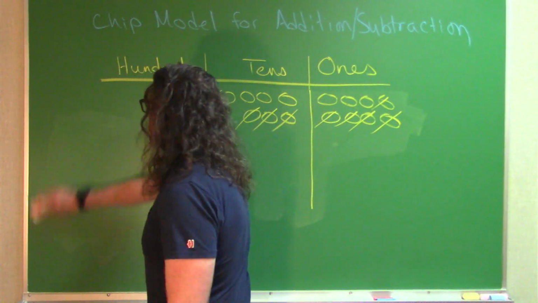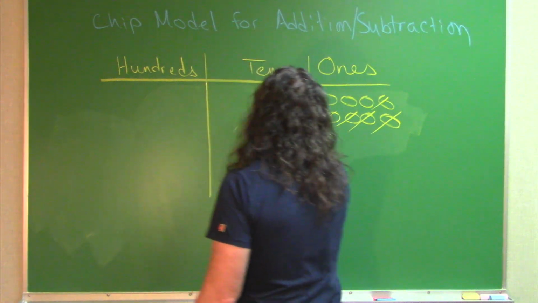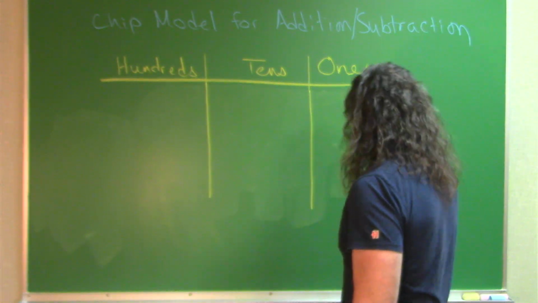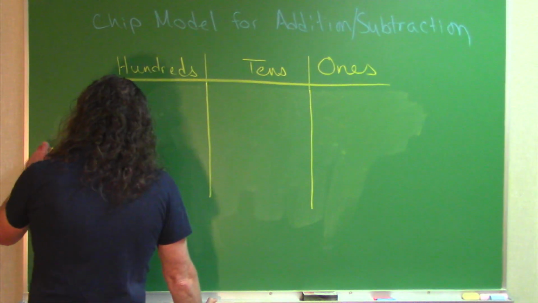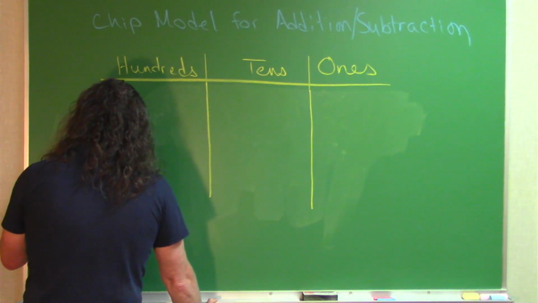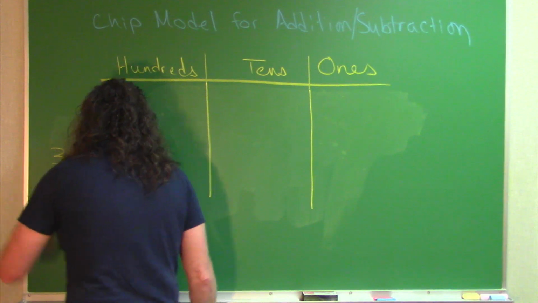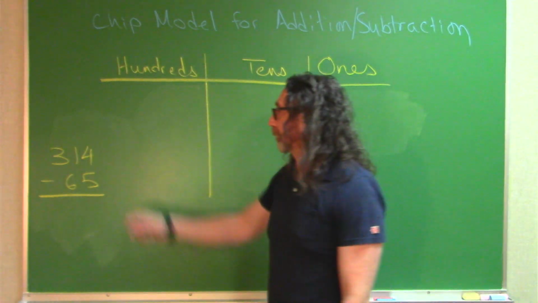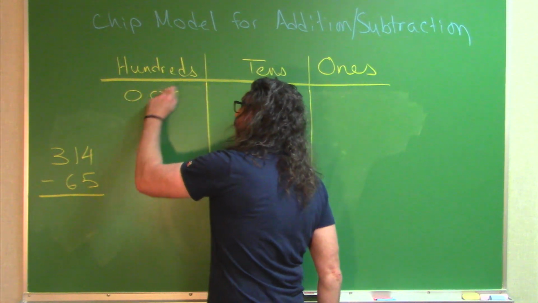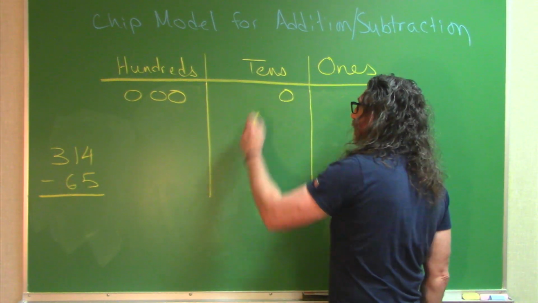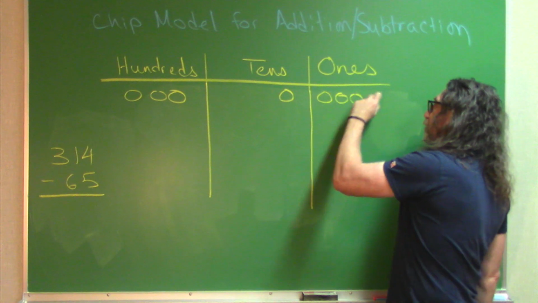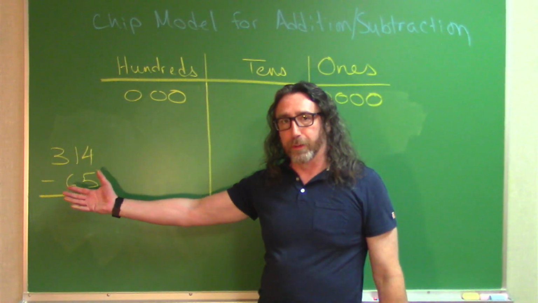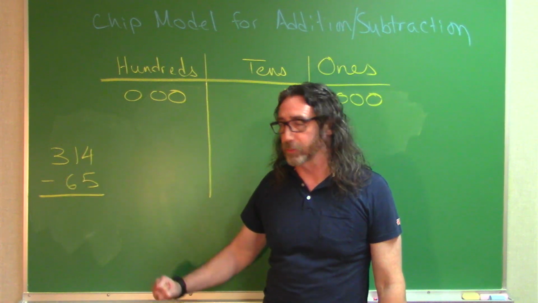Let's look at another one. And this is where the chip model can really be helpful. 314 minus 65. So I'm going to start the same way I did just a moment ago. 1, 2, 3 in the hundreds place. 1 in the tens place. 1, 2, 3, 4 in the ones place. Okay. Now I'm going to start taking chips away because we're doing that subtraction problem.